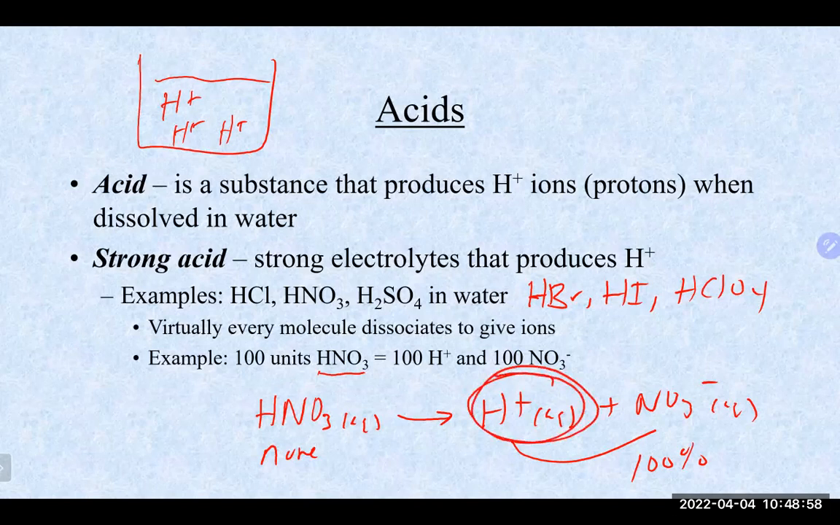There's obviously weak acids, which are also weak electrolytes. And much like we talked about with weak electrolytes, they will basically stay together, but will produce a little bit of H+. So they're still considered acids, but they're not as strong acids. Any questions on that there?